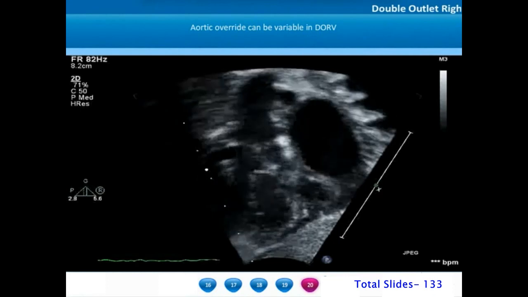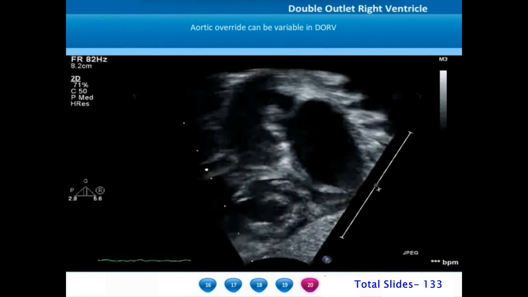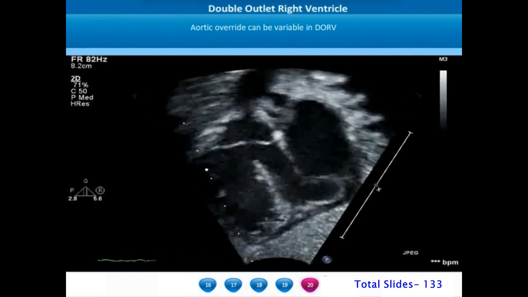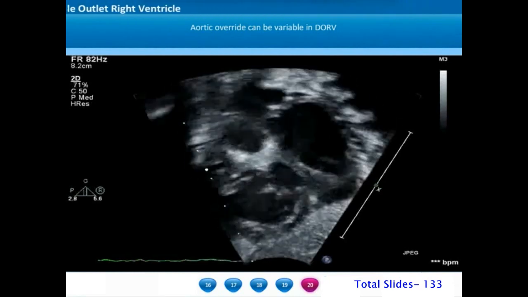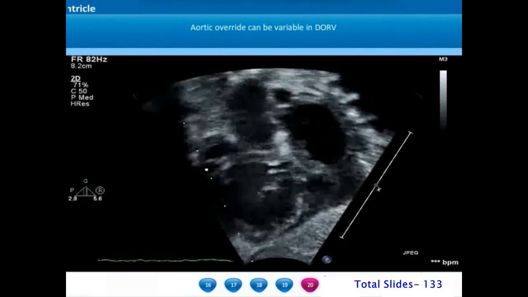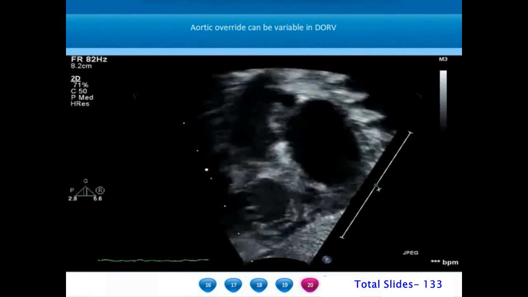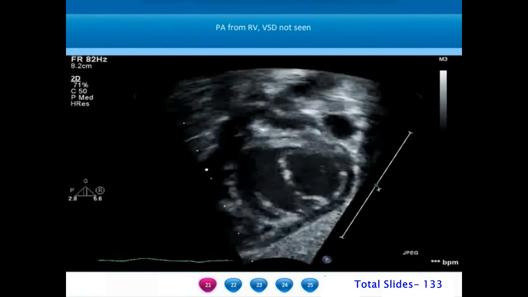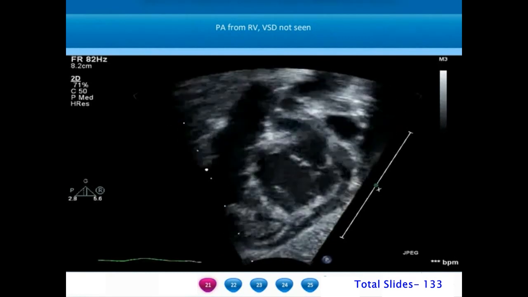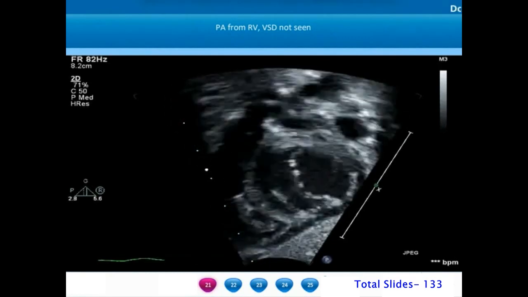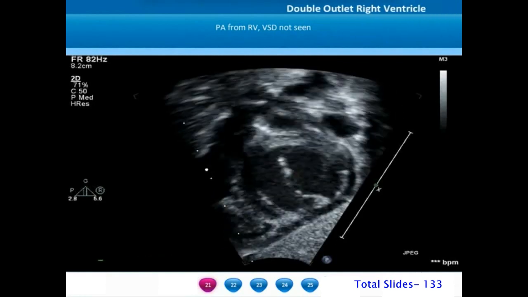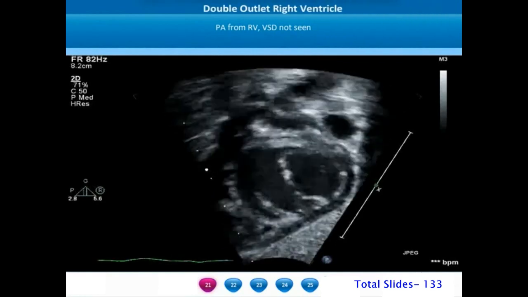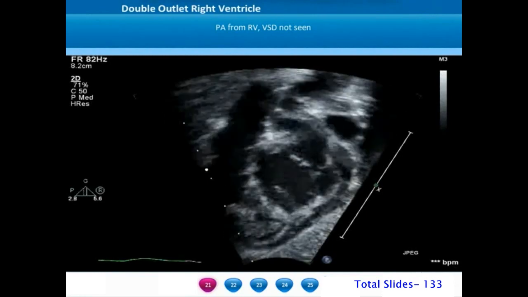In this subxiphoid short axis view, we can see that the aortic valve is committed equally to both the left and right ventricle. This will mean 50% of aortic override. When we sweep leftward towards the pulmonary artery, we can see that the ventricular septal defect is not visualized. So this is a subaortic VSD with 50% aortic override.